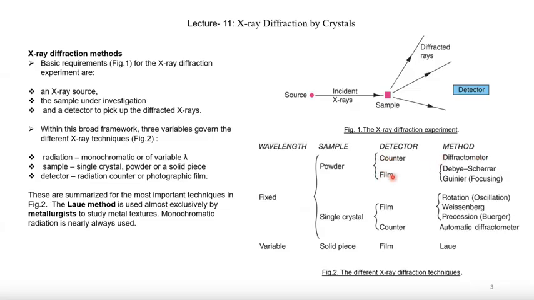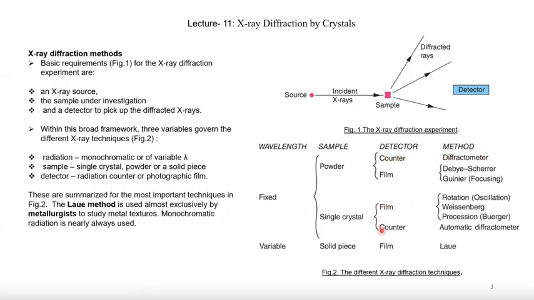If we go for the film technique, we do have the Debye-Scherrer camera or the linear focusing camera. For the film technique, these two cameras we use. For the counter method, we use a diffractometer.